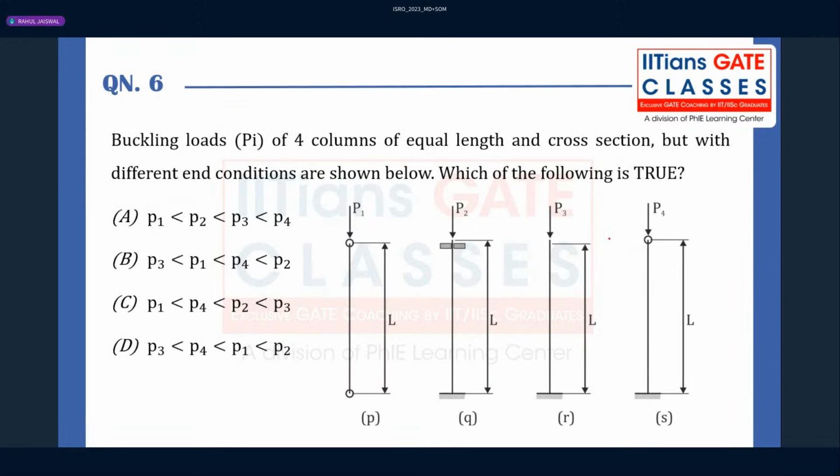Now, question number 6 belongs to what we call columns. Here they have given four columns of equal length and cross section, but with different end conditions. Which of the following is true? So they are asking in which case the critical load will be highest. Whatever the critical loads are, we need to find them for different end conditions. Right. So try to answer this question. See, I will be telling you a shortcut. In examination, you try to remember that shortcut.